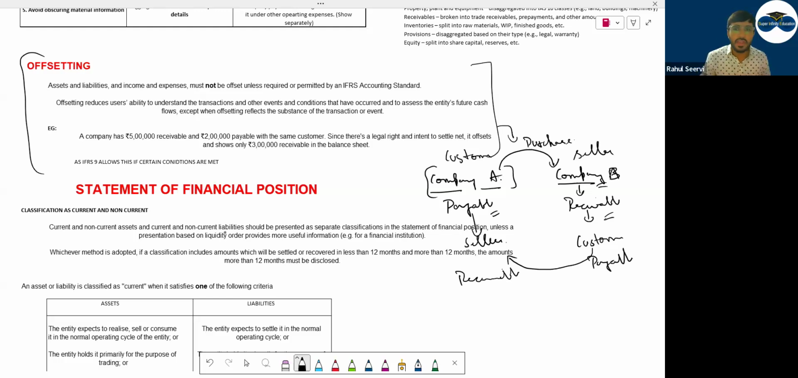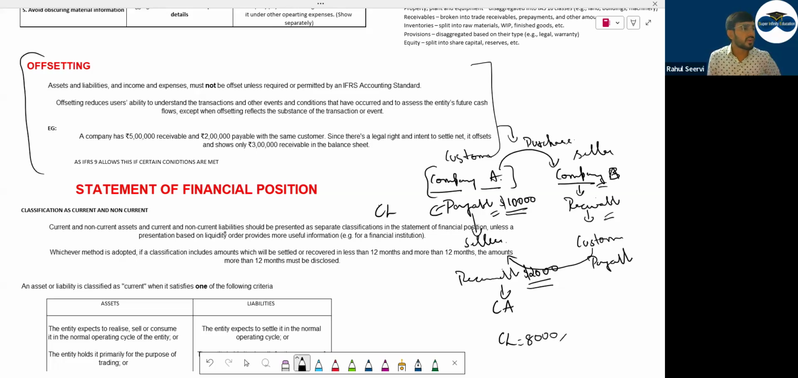Can I say the payable is $10,000 and the receivable is $2,000? Now you will say, sir, ultimately we only have to pay 8,000. Instead of recording the payable as 10,000 and the receivable as 2,000, where the receivable value is recorded as a current asset and the payable value as a current liability, you will say, sir, directly we will show the current liability as 8,000.